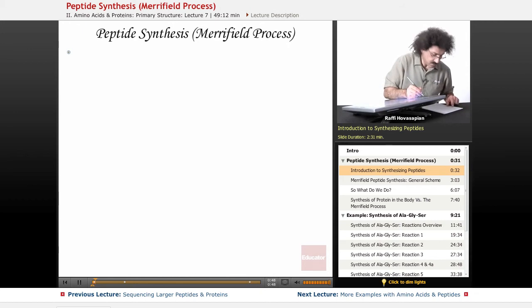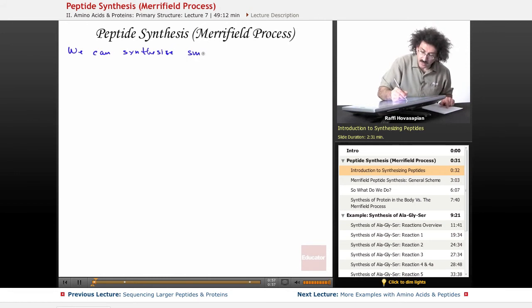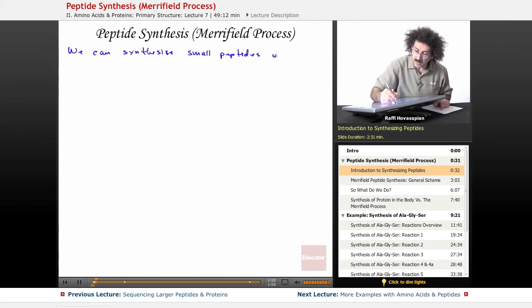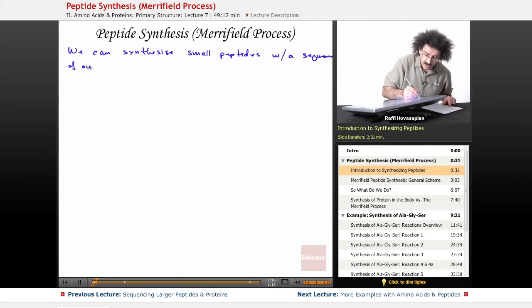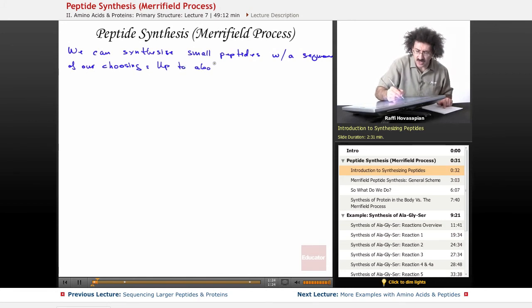So we can synthesize small peptides with a sequence of our choosing. So now if there's a particular sequence that I need for the peptide, I can actually do it. And by small, we generally mean up to about 100 amino acids. You can actually do that pretty well.